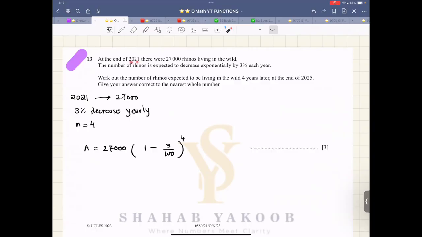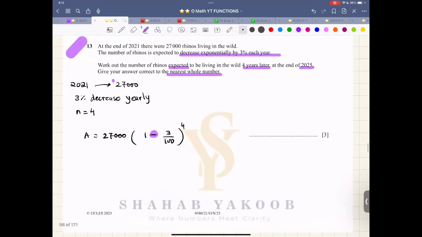At the end of 2021, there were 27,000 rhinos living in the wild. The number of rhinos is expected to decrease exponentially, so this is decrease exponentially by 3% each year. So decrease, don't forget the negative side. Work out the number of rhinos expected to be living in the wild 4 years later at the end of 2025. So end of 2021, and then 2022, 23, 24, 25, that's 4 years. Give your answer correct to the nearest whole number. So this is the initial value. That is the value of R. That's the value of N. And let me work it out.